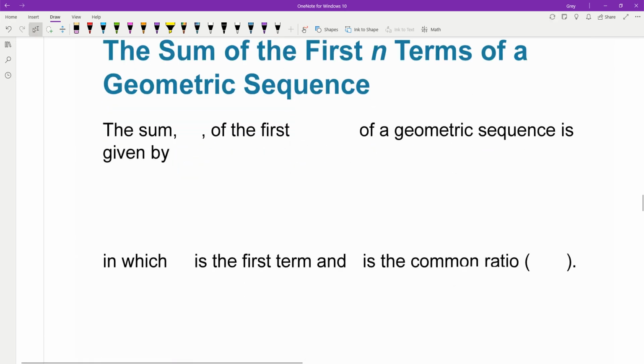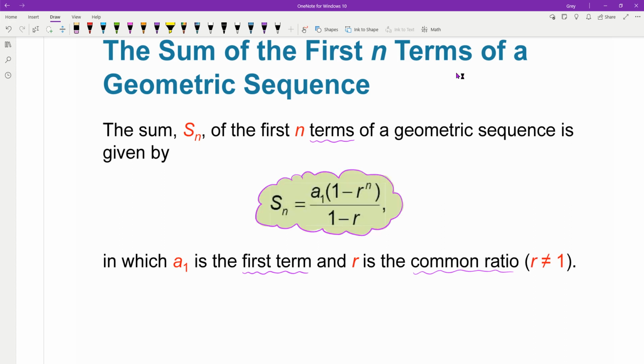All right, next, the sum. Before we had the sum of an arithmetic sequence, and that was n over 2 times the first term plus the last term. This one is different. The sum of the first n terms of a geometric sequence, given a sub 1 is the first term and r is the common ratio, which is never equal to 1, then our formula looks like this: a sub 1 times the quantity 1 minus r to the n, over 1 minus r.